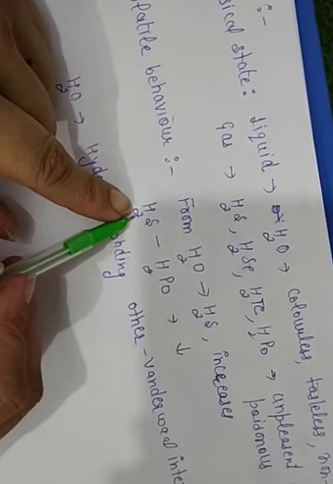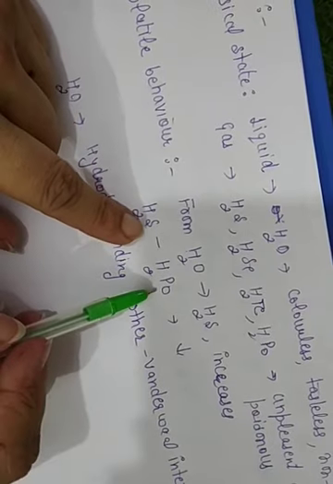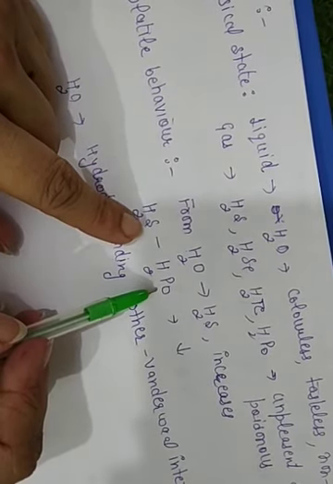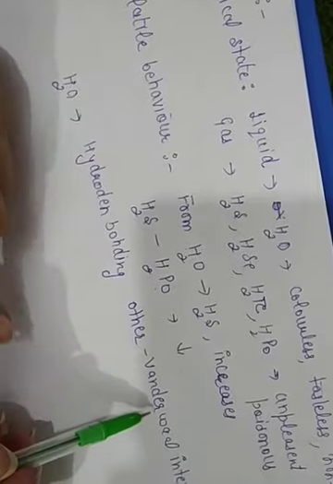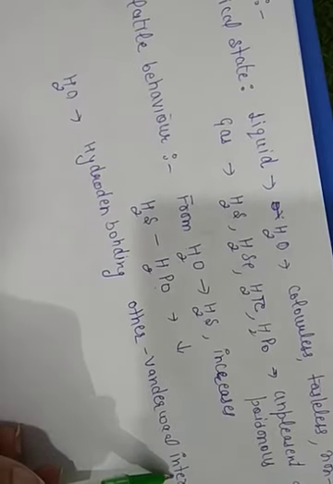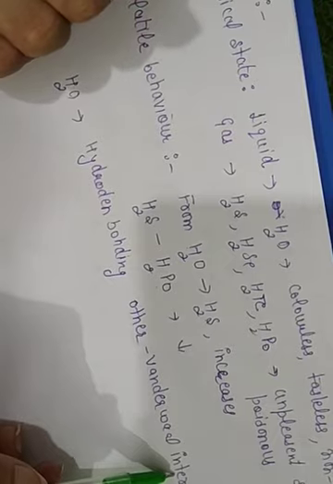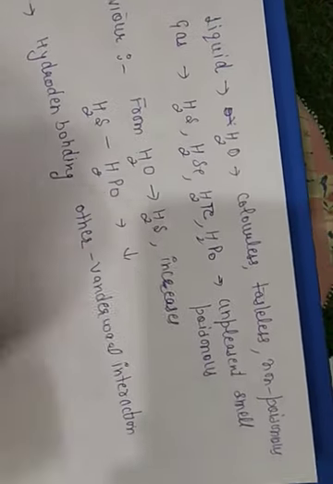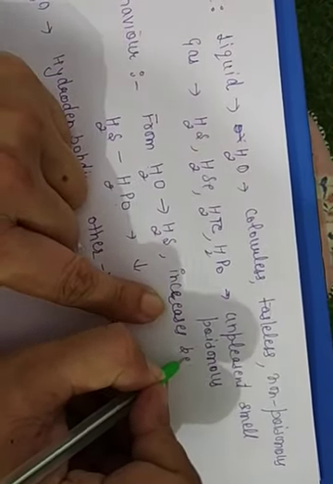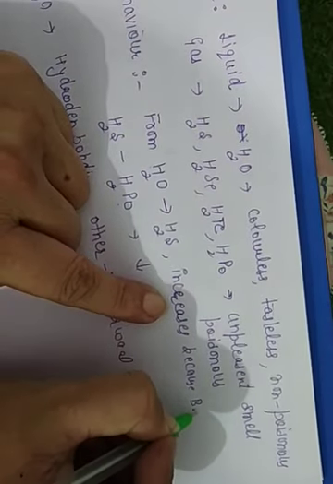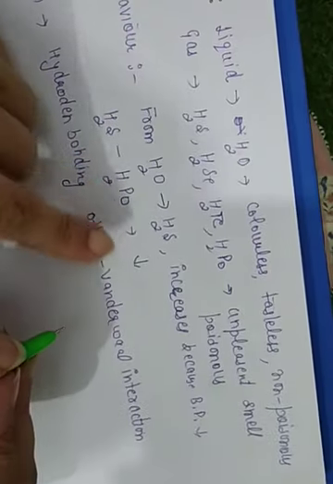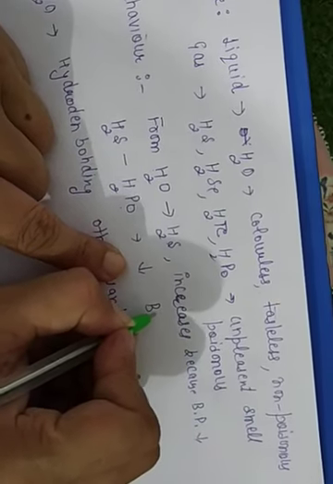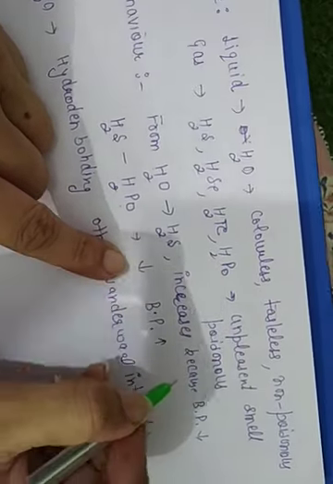But as we move further down the group, the size of the central atom increases, which increases the van der Waals interaction. Hence, if interactions are strong, then more temperature is required to cleave that interaction. Hence, volatility decreases. Another reason why it increases is because boiling point decreases. And why here it decreases? Because boiling point increases.